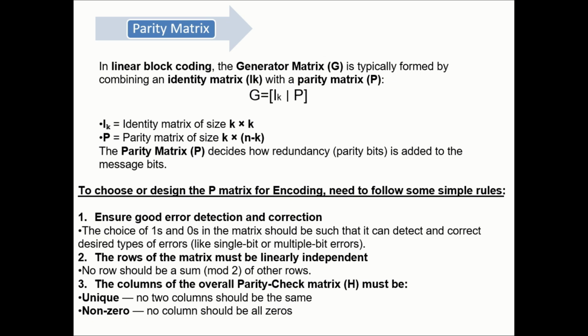And no column should be all zero. This structure ensures that every possible error pattern affects the code word in a distinct and detectable way.